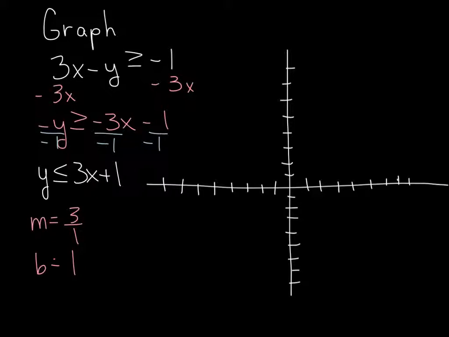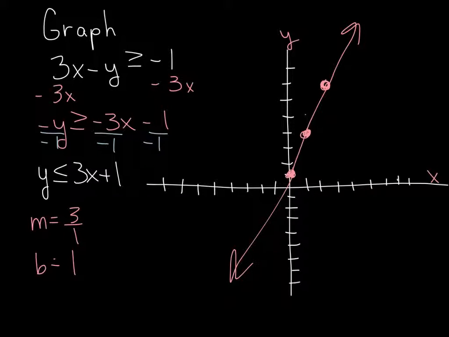So I'm going to go over here. I've got my y-axis and my x-axis. I go to where the y-intercept is 1. I know it's going to be a solid line, so I don't have to stress about that. I'm going to go up 3, 1, 2, 3, and over 1. Again, up 1, 2, 3, and over 1. Okay, so there's my line. I draw my line, and it's solid because of the bar underneath it.